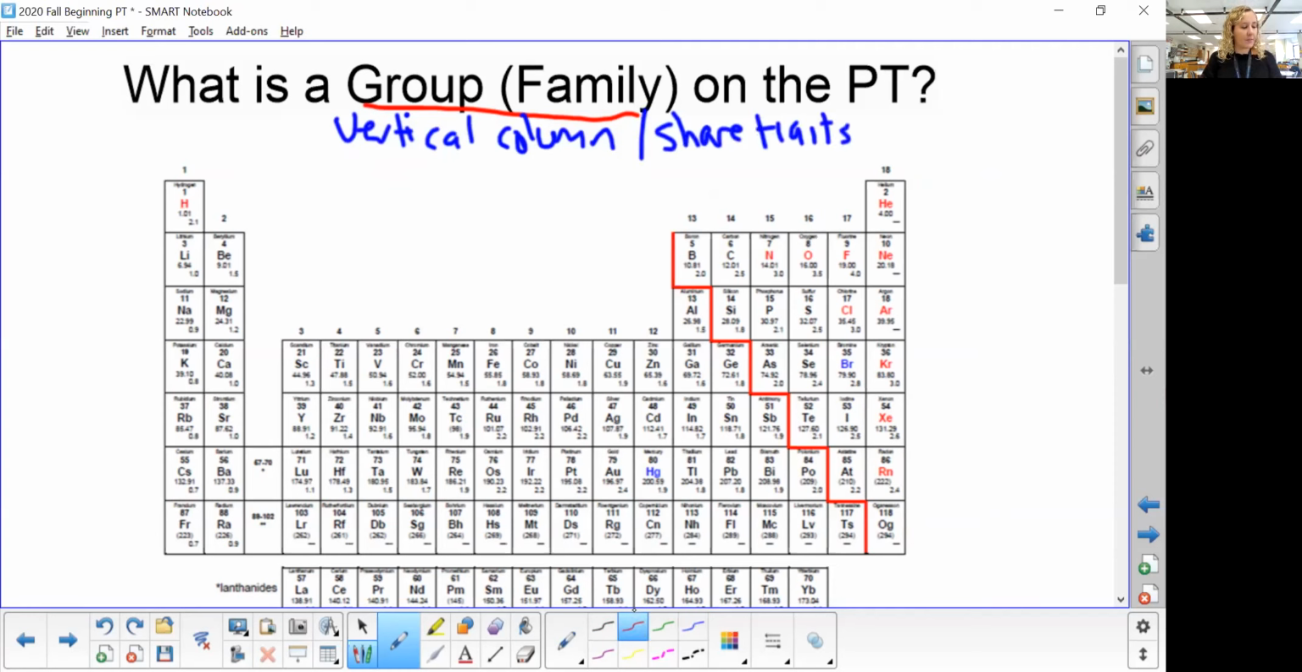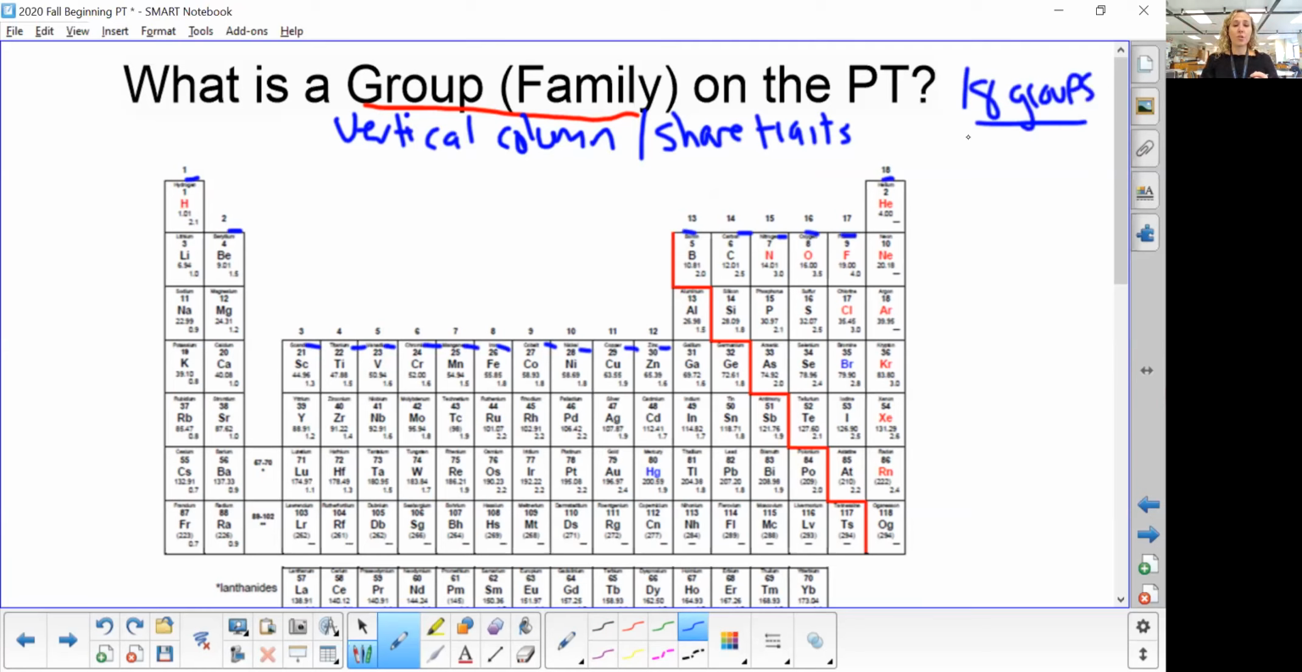There are two different numbering systems and you will see both, and I don't want you to be confused by them. On this one, you can see there are numbers 1 through 18. That is common. There are 18 groups on the periodic table. It's 18 wide, all right?